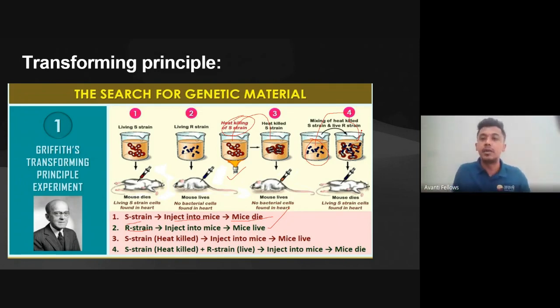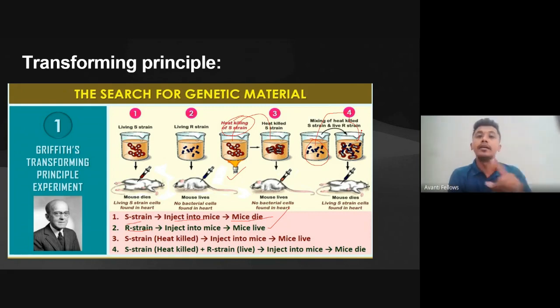What happened in this experiment? When he mixed the heat-killed smooth strain and the rough strain bacteria in the third experiment, we now know that the proteins that help this smooth strain bacteria are destroyed when he heat killed it, but the DNA is present. Now, when they mixed both, due to conjugation, the genes that are responsible for this virulence get transferred from the smooth strain to the rough strain.